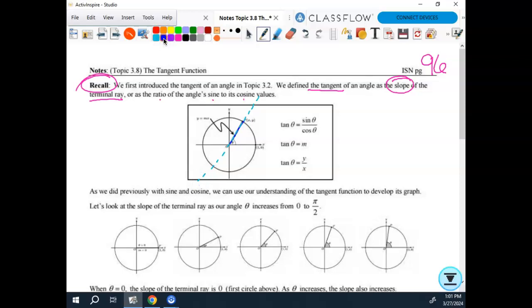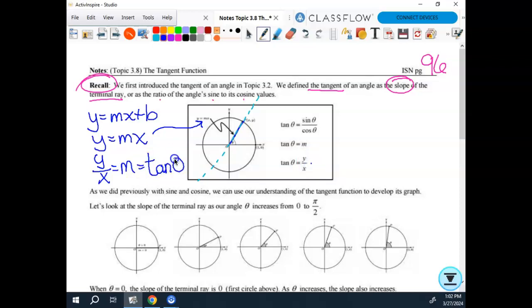And we know one way we can write an equation of a line is y equals mx plus b. Well, being a terminal ray, that line will always go through 0, 0, which means your y-intercept is 0. So we really just have y equals mx, which is what is written right there. And then if I divide both sides by x, I get y over x equals m, which is the slope. And we also know that y over x is tangent theta, and that is why the slope is the tangent value. Okay? Rise over run.